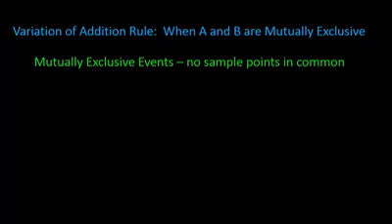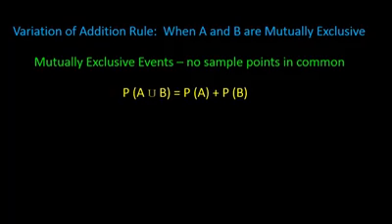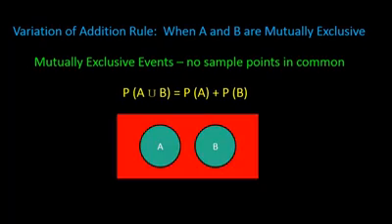So the addition rule for mutually exclusive events is the probability of A union B is equal to the probability of A plus the probability of B. So we just add up the two probabilities, we don't subtract out the intersection. Why don't we subtract out the intersection? Because there is no intersection. With mutually exclusive events, there are no sample points in common, so A and B will never overlap.